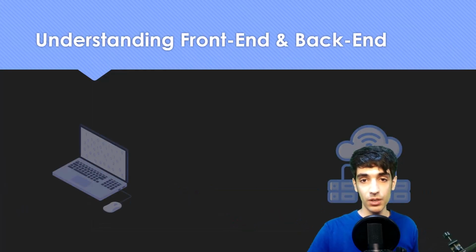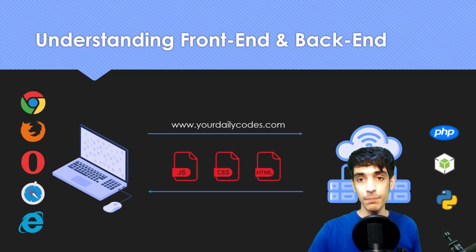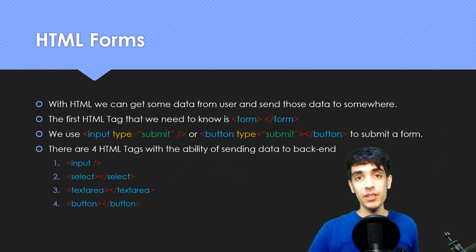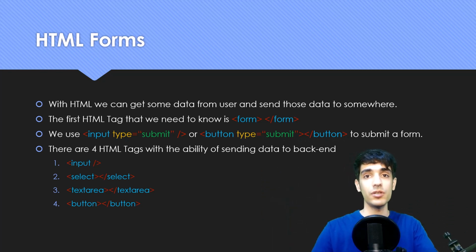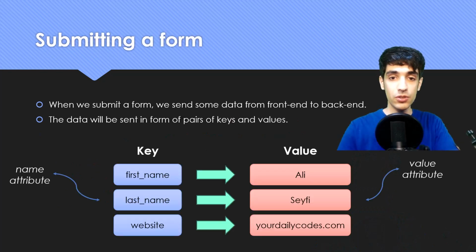So we understood the difference between front end and back end, and what we mean when we say we send the data from front end to the back end. We send data from the client's computer to the server that the website is running on, and we send the data using the form tag, and for that form tag there are 4 tags that we mentioned. So let's go to the next slide.